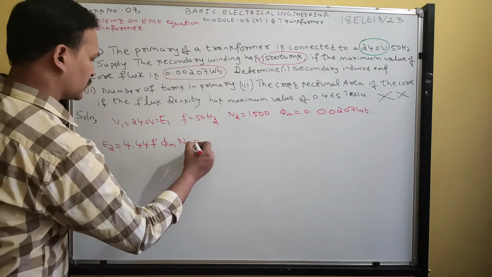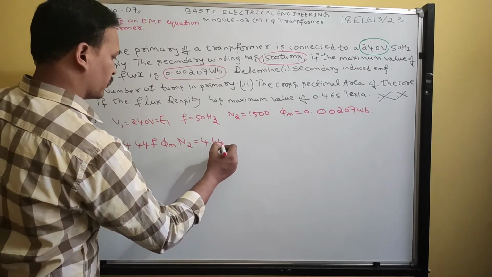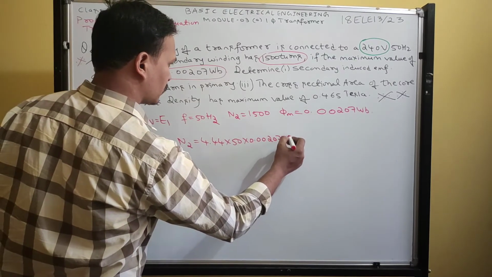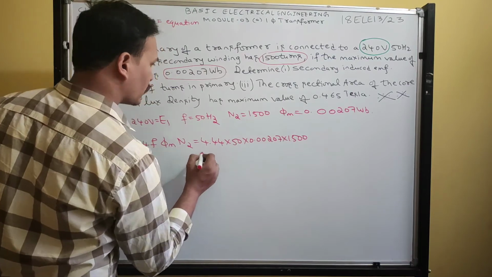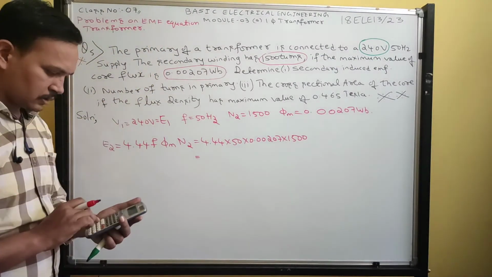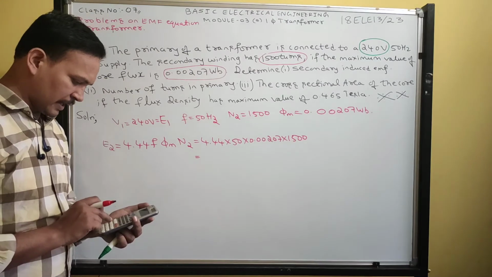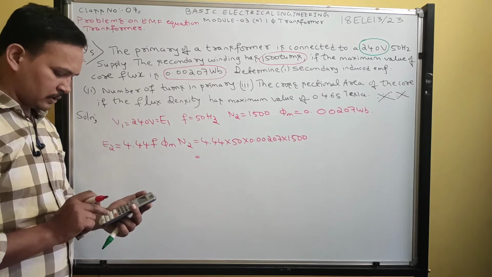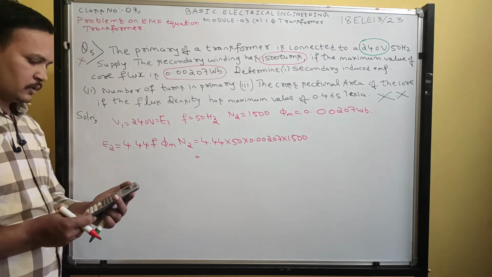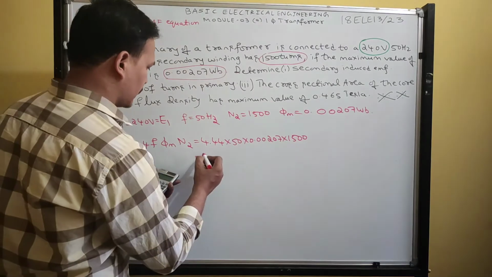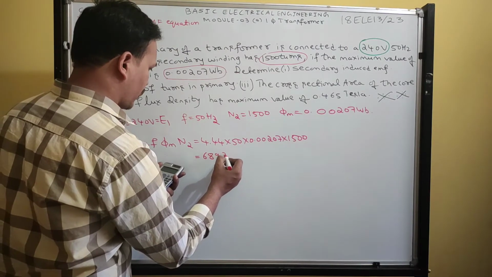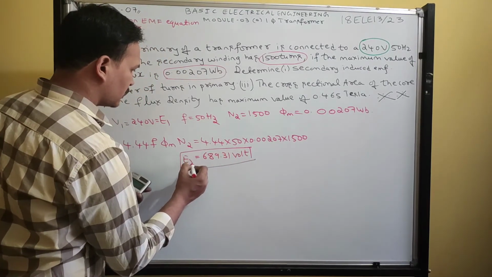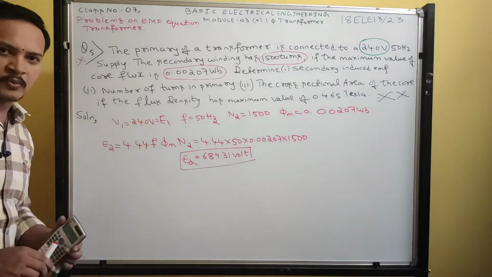Okay, so substitute here. You will get 4.44 into frequency 50, flux is 0.00207, into number of turns in secondary, which is 1500. Do it along with me and tell the answer. 4.44 × 50 × 0.00207 × 1500. So I got 689.31 volts. This will be the secondary EMF. Secondary induced EMF is this much volts.